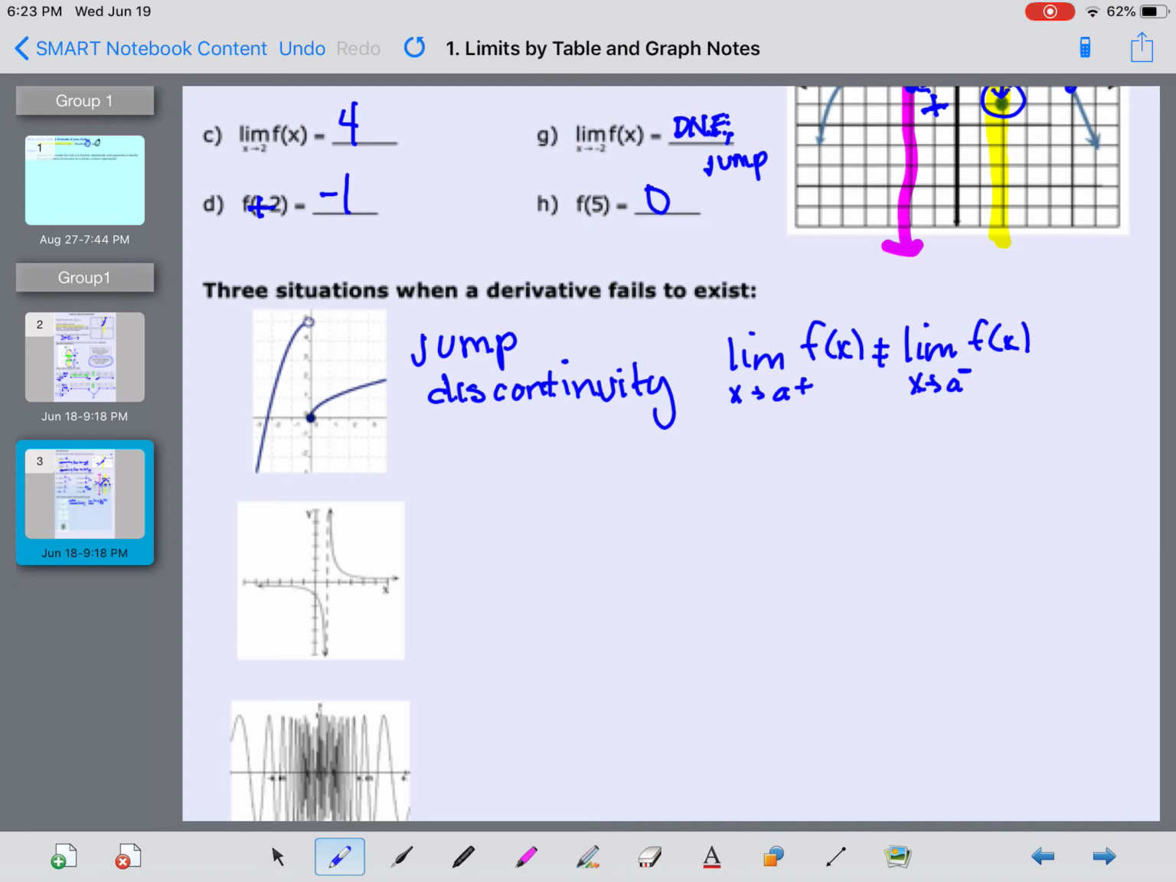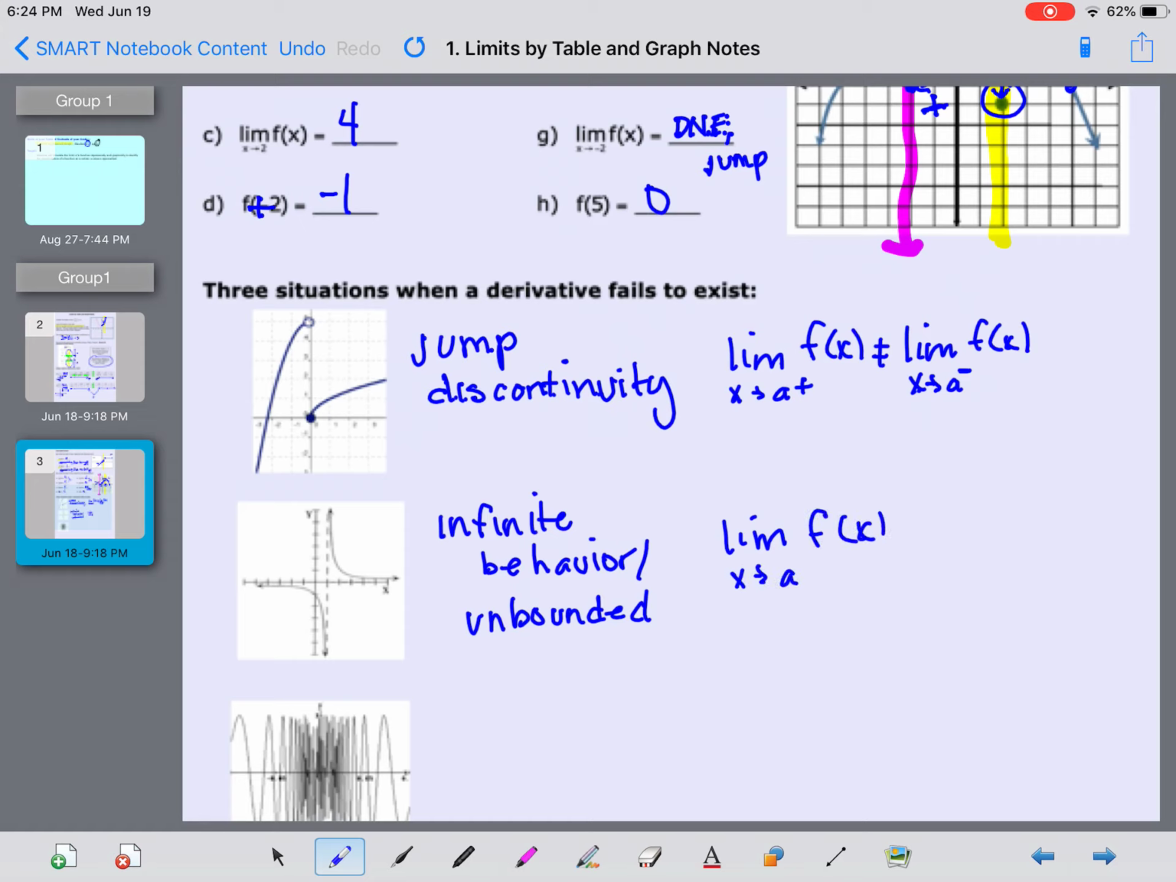The second one is what we call infinite behavior. We could say it's unbounded. What that means is our limit as x approaches that value is equal to either positive or negative infinity. Because it's getting larger and larger, it's unbounded.